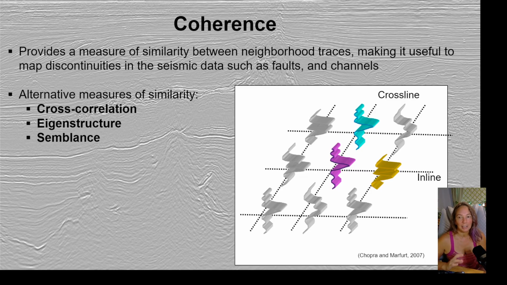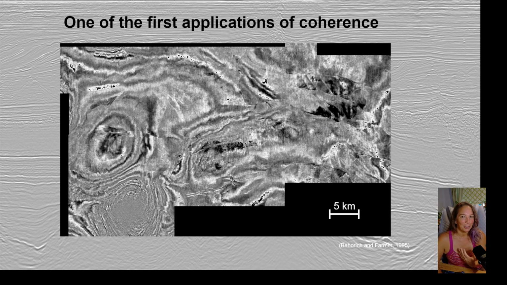All we're doing in it, even though I'm going to throw out a couple of big words in a second, is comparing one wiggle trace to its neighbors in different ways, using different ways to calculate how similar that one wiggle trace is to the ones near it. So there's different measures of similarity you may come across, from cross-correlation to eigenstructure to the semblance. And I'm going to start off by just showing you why you should use coherence.